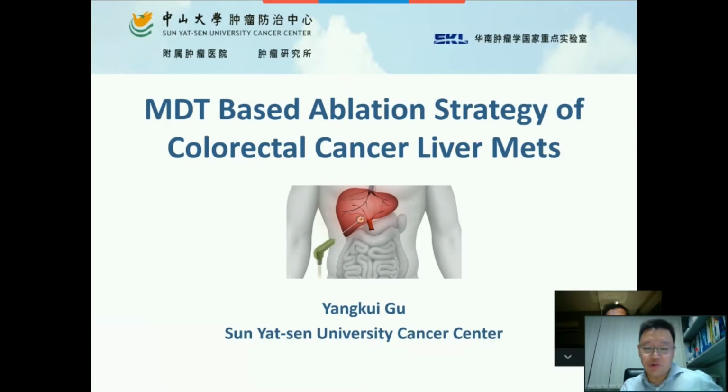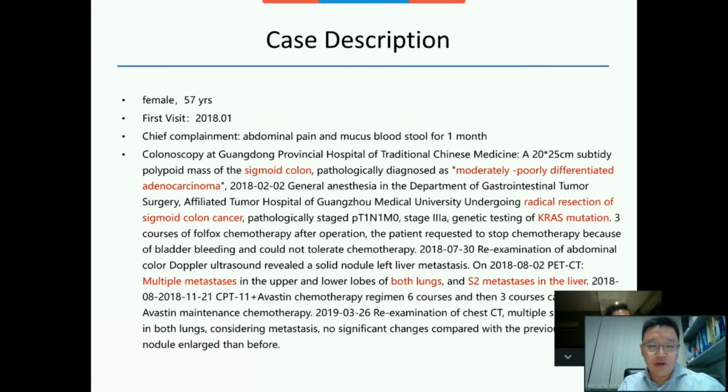It's my great honor to be here to share the topic of colorectal cancer liver metastasis ablation. With so many experts online, the topic I'm going to talk about today is MDT-based ablation strategy of colorectal cancer liver mets. So first, let's look at the case.